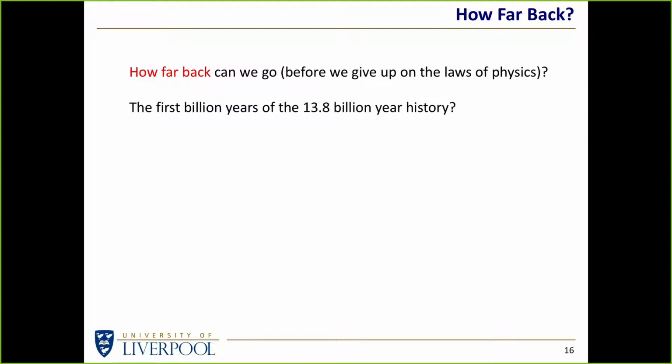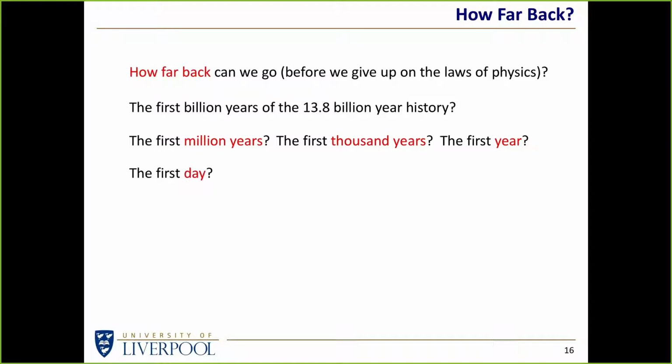So are we okay for the first billion years of the 13.8 billion year history of the universe? Yep, no problem at all. What about the first million years? Yep, fine. First 1,000 years? Yep. What about the first year of those 13.8 billion years? Yep, we are quite happy that during that first year we know pretty much what was going on.